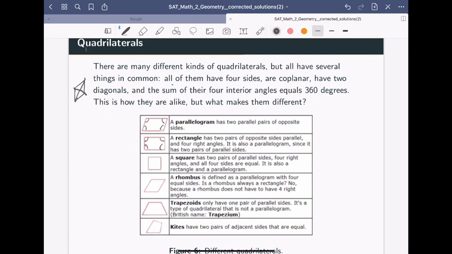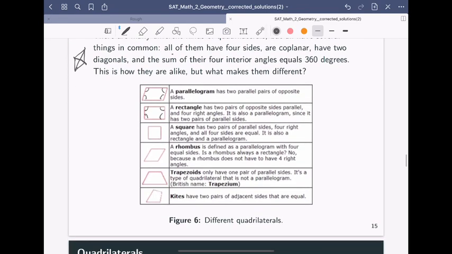So let's read about different types of quadrilaterals. A parallelogram has 2 pairs of parallel opposite sides. So this is a parallelogram. A rectangle also has 2 pairs of opposite sides that are parallel, but all these 4 angles are 90 degrees. In a parallelogram, however, these 4 angles need not be 90 degrees. So this is the difference between a parallelogram and a rectangle.